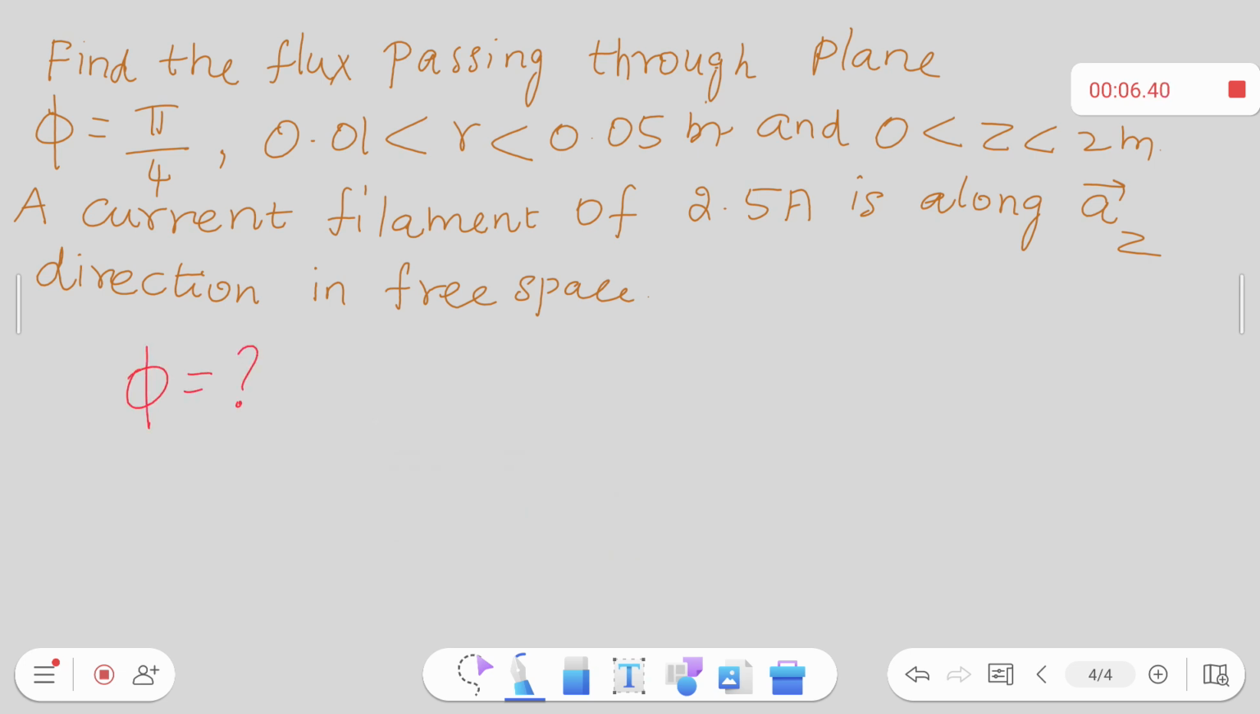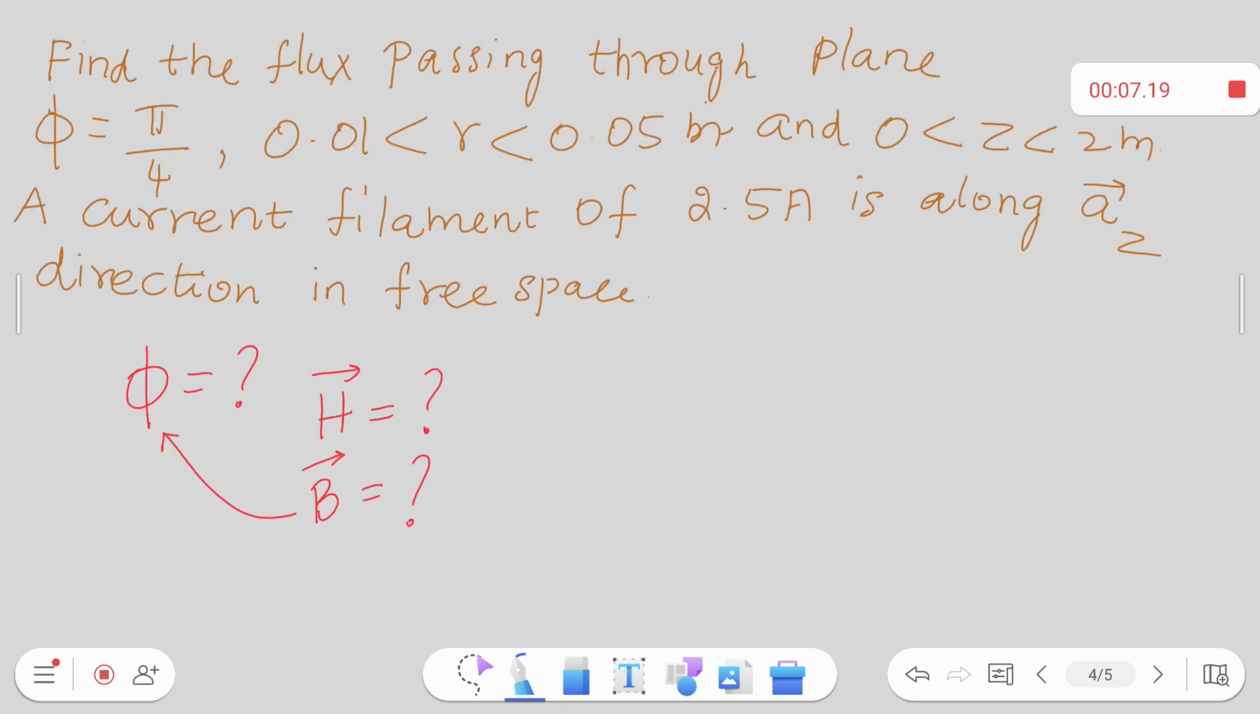So to determine the total flux passing through the surface, first we need to identify the magnetic intensity H vector. This is the first component you need to identify. We need to identify the magnetic field intensity, and from the magnetic field intensity we have to determine the magnetic flux density. From the magnetic flux density you can determine the total flux passing through your closed surface.